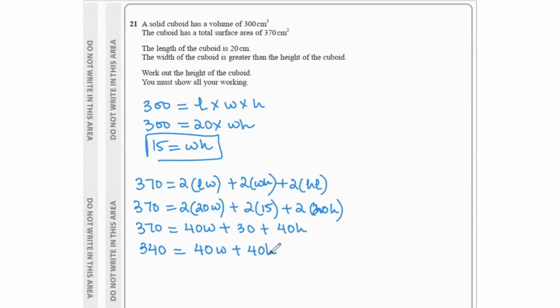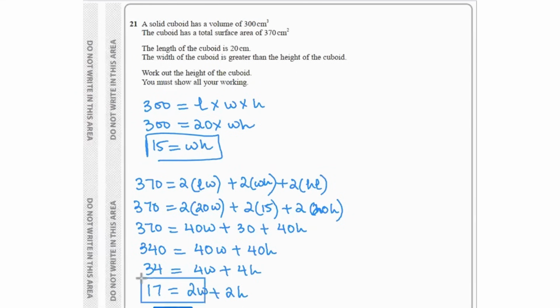We can divide all of them by 10. So that's 34 equals 2w plus 2h. We can further divide them by 2. That would be 17 equals w plus h.